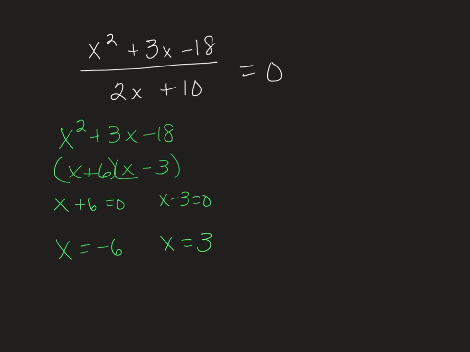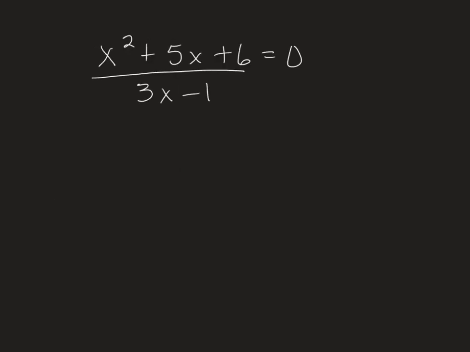Okay? Then I'm going to take my numbers and plug them into my denominator. So 2 times 3 is 6, plus 10 is 16, not 0. Therefore, that is a solution. I have negative 6 times 2, that's negative 12, plus 10 is negative 2. Again, not 0. So negative 6 is my answer.